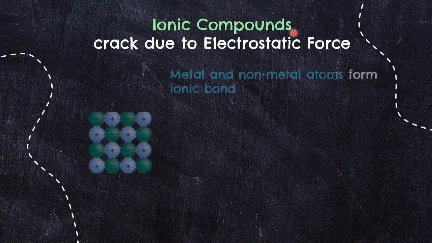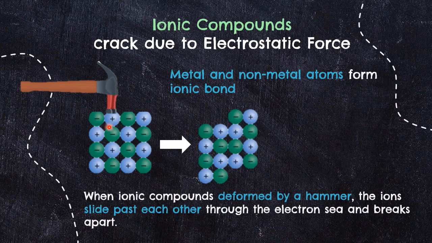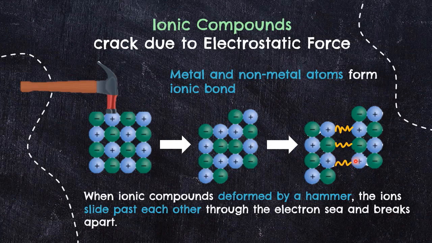In contrast to ionic compounds that have electrostatic forces between different charges, positive and negative, hammering will cause the ionic bond to break after sliding over one another due to the repulsions between the same charge of ions, positive and positive, negative and negative. They will repel each other because they don't have any delocalized electrons to act as a glue, just like in metallic bonds.